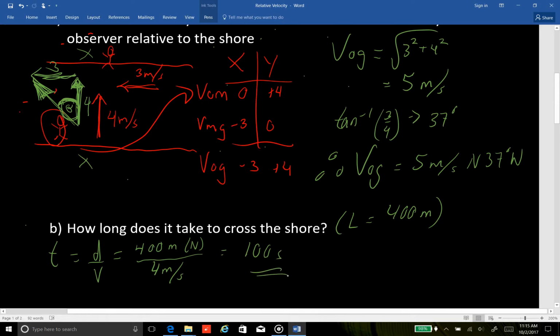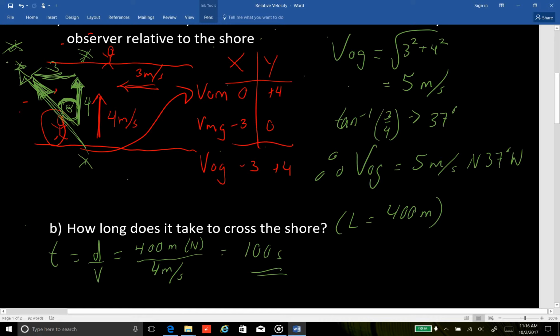If the question was, how far does the swimmer travel? That's a different question now. How far does the swimmer travel? Then it would be from where they started to where they end up, which would be in this direction. Well, what would you use in that case? You would use 5. If the question was, how far downstream are you? In other words, you're supposed to be here, but you end up over here.